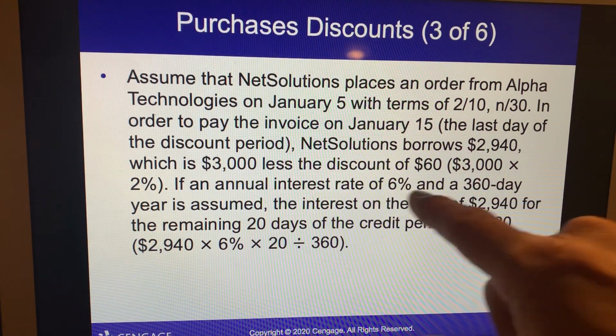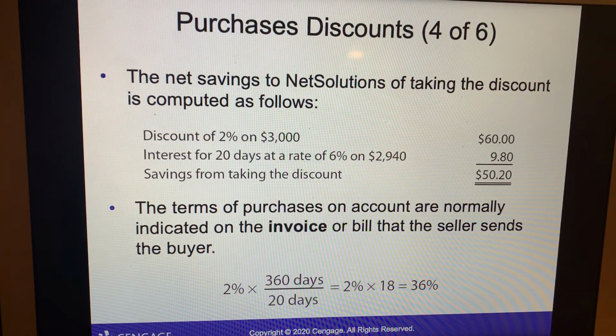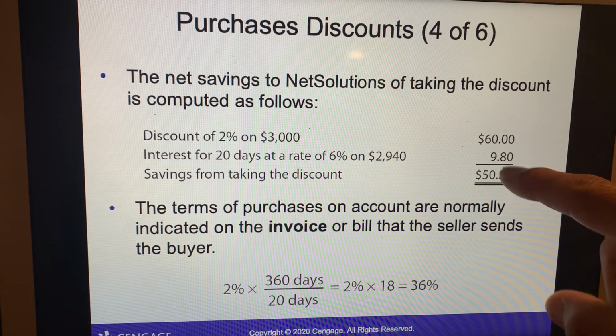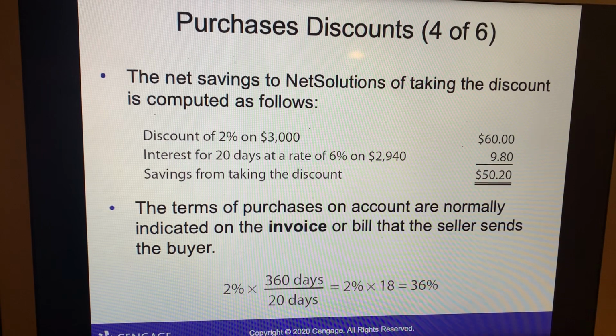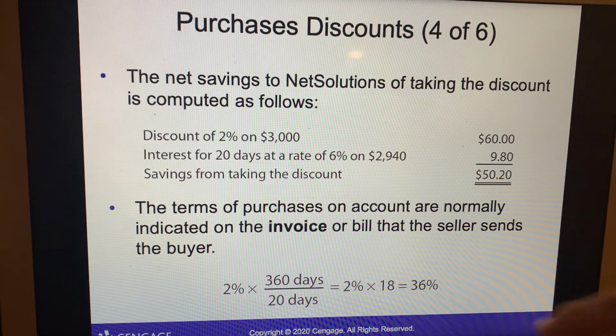All right, if the annual interest rate is 6% and a 360-day year is assumed, the interest on the loan of $2,940 for the remaining 20 days of the credit period is $9.80. So here's a purchase discount of $60, interest at 6% of $9.80. So the total savings from taking the discount is $50.20. The terms of purchases on account are normally indicated on the invoice or bill that the seller sends the buyer. So 2% times 360 over 20 days equals 2% times 18, which is 36%.